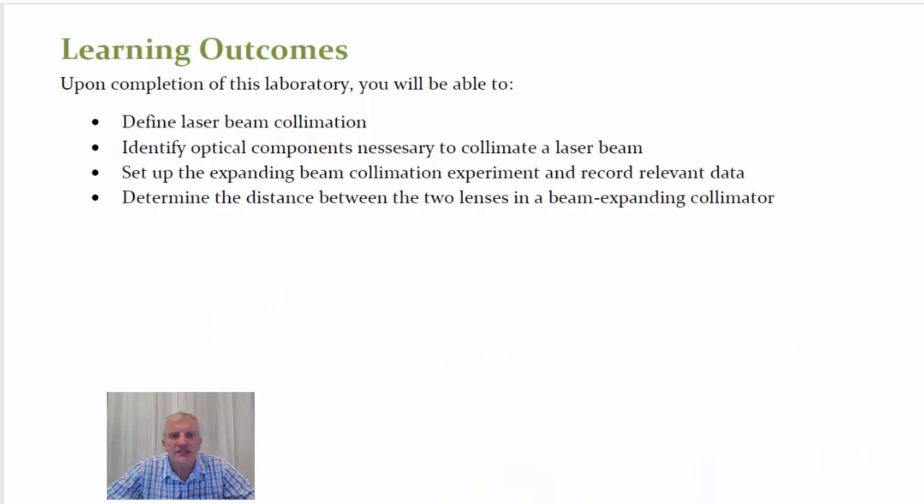The learning outcomes for this lab are to learn what beam collimation means, to identify the optical components that are used to collimate the laser beam, and finally to conduct a practical experiment in which the laser beam of our laser is collimated.